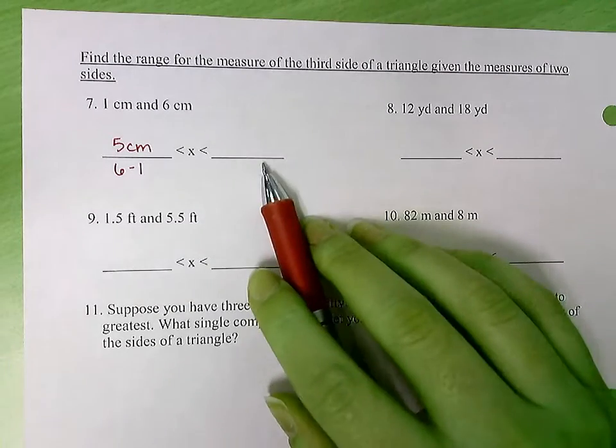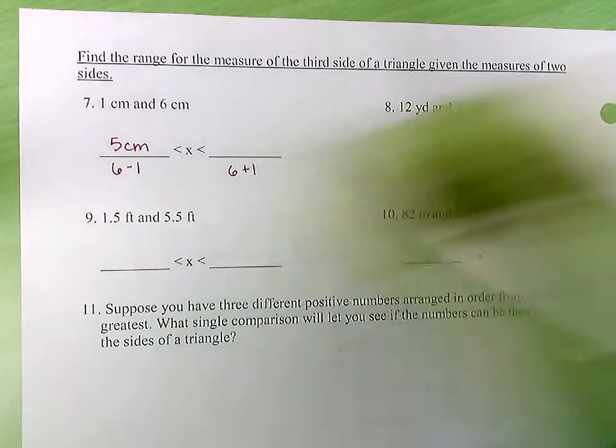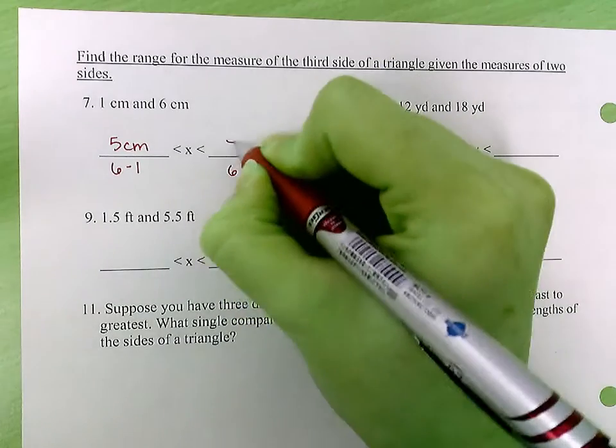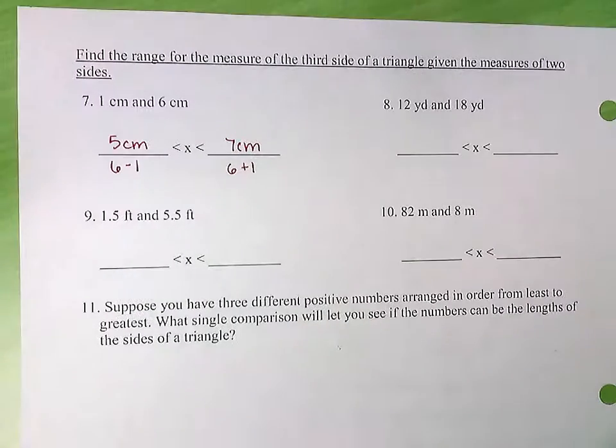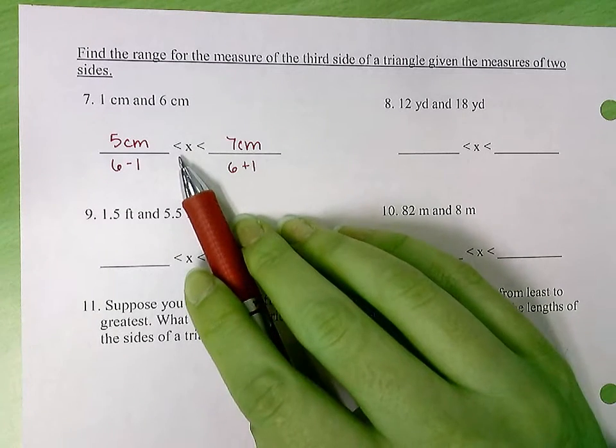To get that upper bound value, I added. So I'm going to take 6 plus 1. So I have 7 centimeters. So my side can range from 5 to 7. However, it cannot be 5 and it cannot be 7. Notice how this doesn't have an equal.